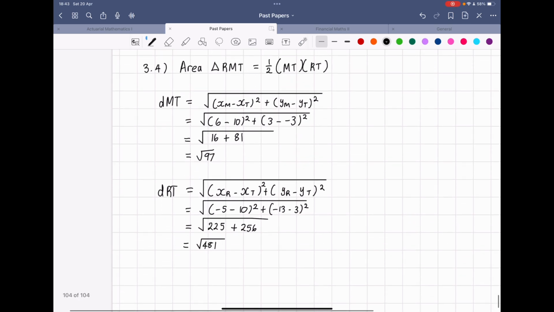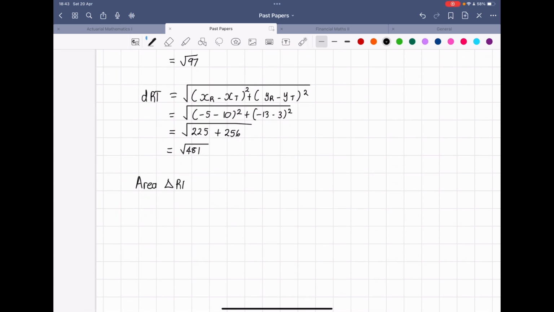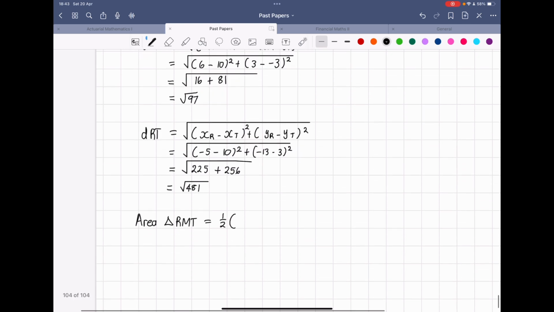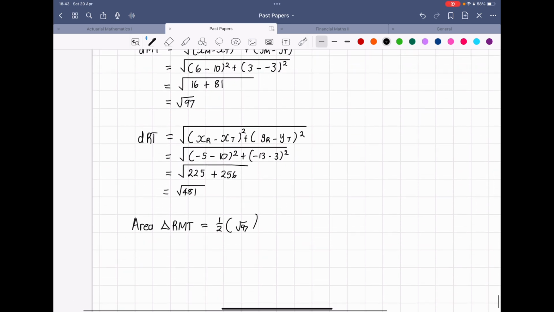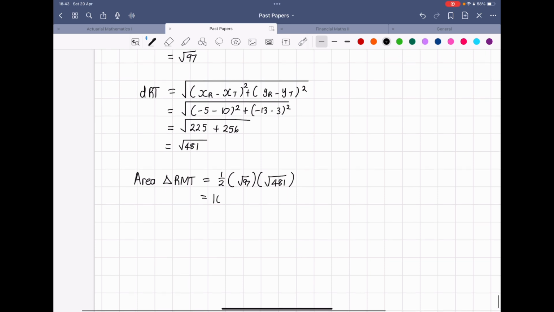Then I was trying to find the area, so the area of this triangle RMT is equal to half of the base MT, which is root 97, and the perpendicular height. And I put that all in my calculator, and I get 108.00 units squared.